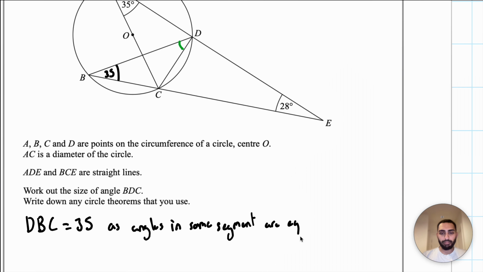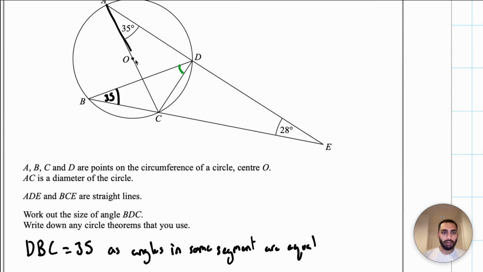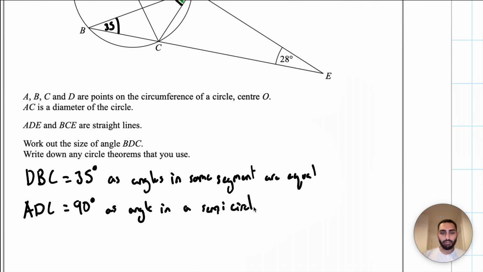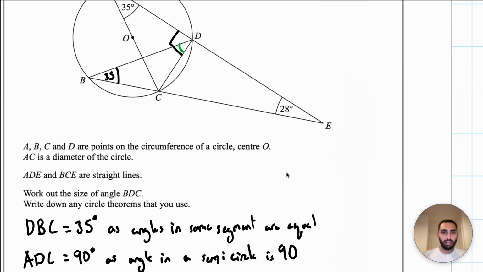It told me that AC is a diameter. So if I just think about this, I've got a semicircle going on here. That tells me that this angle is a 90-degree angle. So I'm going to write ADC is equal to 90 as angle in a semicircle is 90.